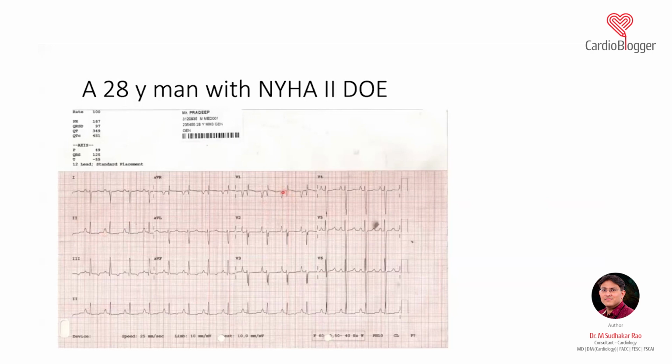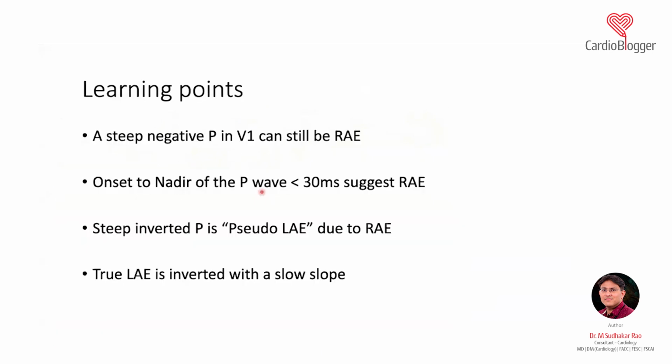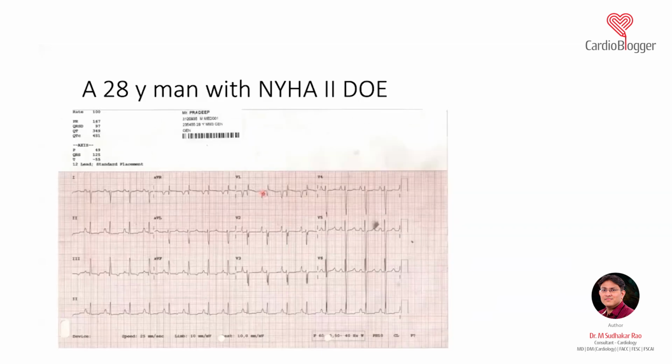But there is also a negative deflection. As I told you, a positive deflection can be right atrial enlargement. This negative deflection can be because of right atrial enlargement or left atrial enlargement. Usually if there is a left atrial enlargement, it tends to follow this pattern. Here there is a very steep, very perpendicular drop of this P wave. It means it can possibly be a pseudo left atrial enlargement sign. So pseudo left atrial enlargement is a form of right atrial enlargement.